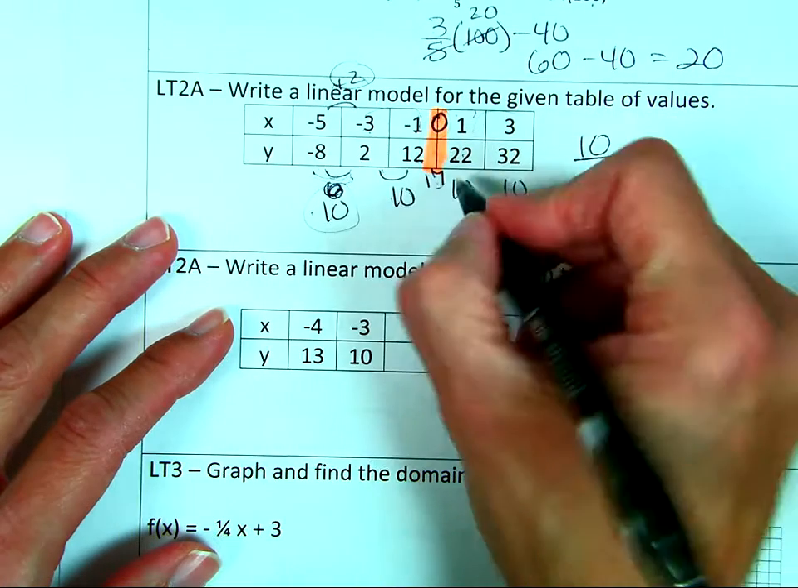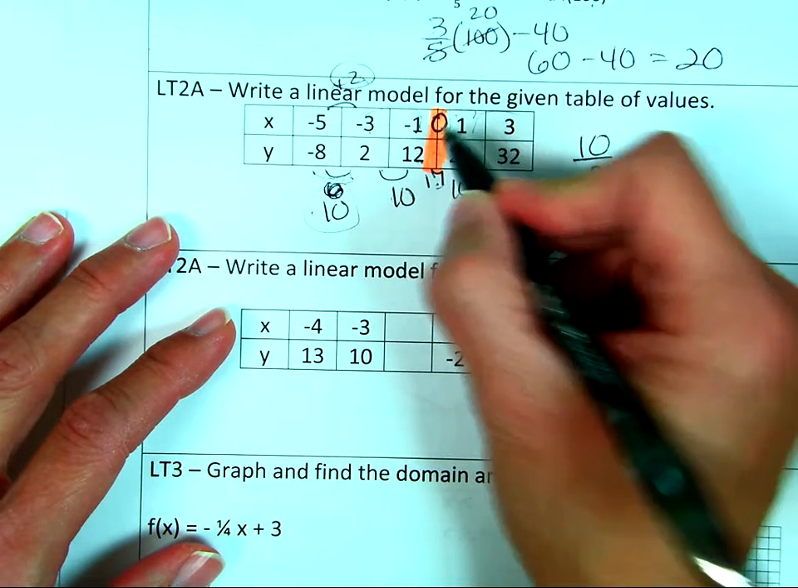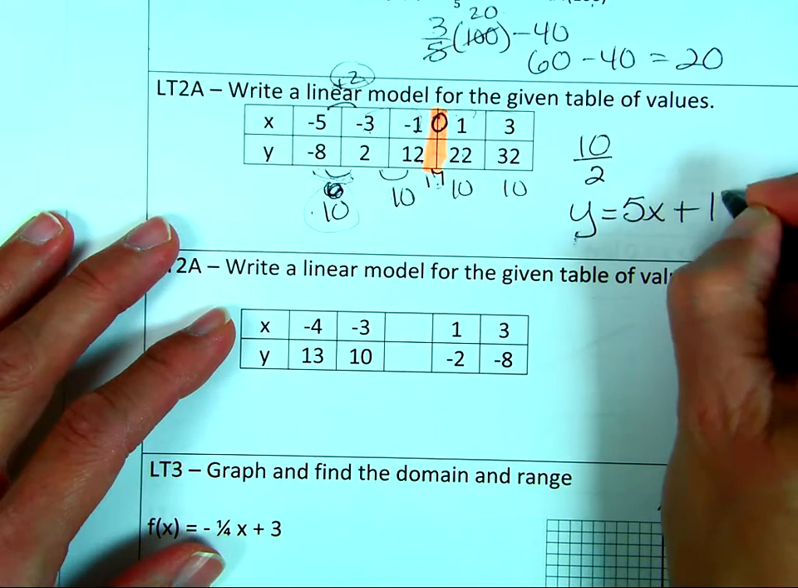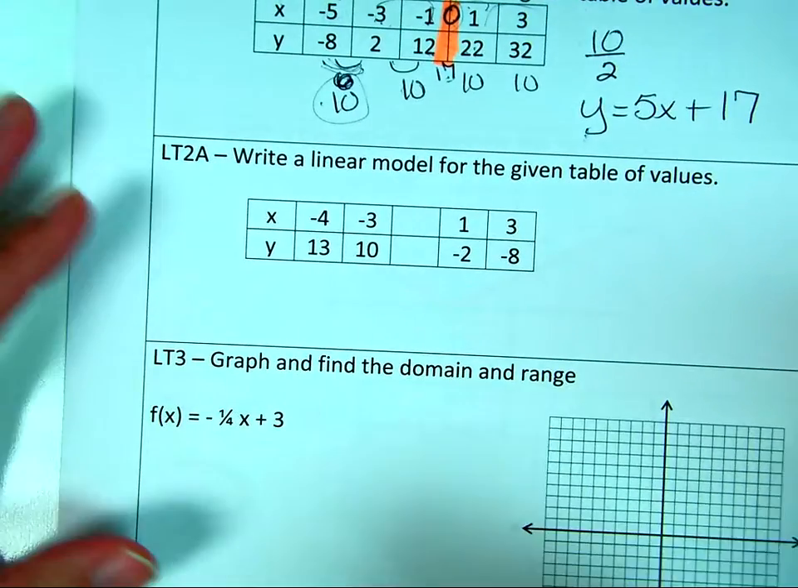Because remember, the y-intercept happens whenever x is 0. So you've got to find the x equals 0 spot. So I would say plus 17. In this one, I leave a blank there so you can kind of see what's happening. This one's a little more challenging.